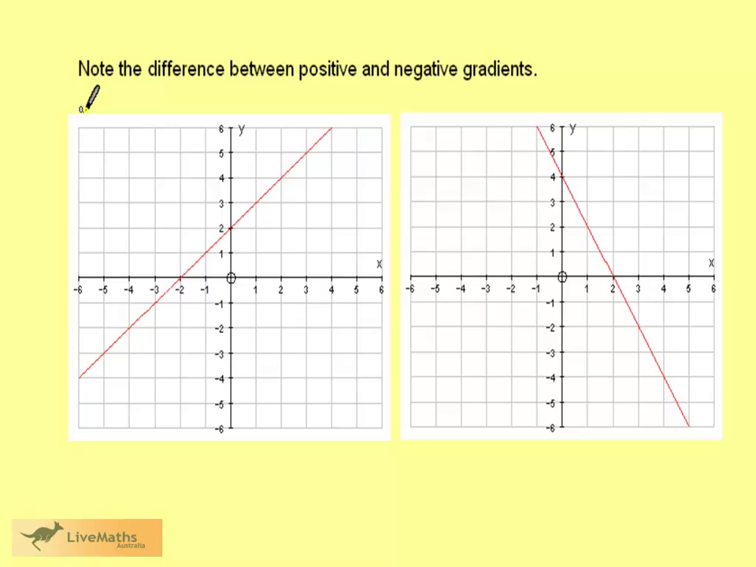In the previous examples, we had some lines which sloped upwards and some which sloped downwards. Let's note the differences between positive and negative gradients. Here we have a positive gradient. It slopes from bottom left to top right. If we look at the angle it makes with the x-axis, it's an acute angle.